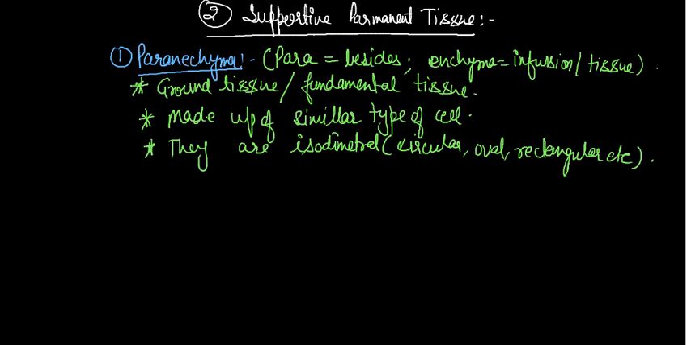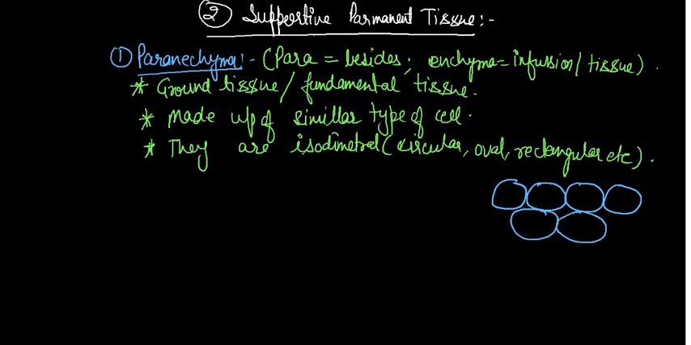Come to the structure. The structure is very simple. We just focus on the structure. First thing, the cell is isodiametral. So if the cell shape is circular, then all the cell shapes are circular. Okay, clear?